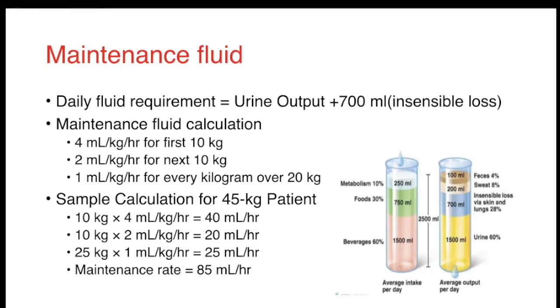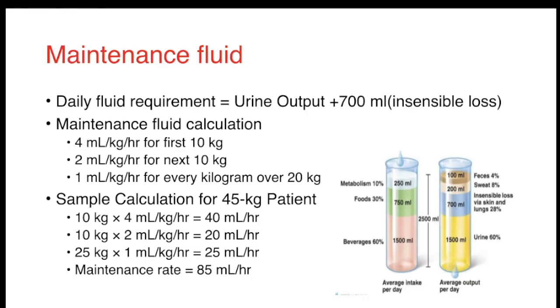So, how do you calculate this maintenance fluid? You take the daily fluid requirement, which is usually urine output and other losses, which as we discussed are through the NG, through the drain, through the Foleys, and add about 500 to 700 ml for insensible water losses, which usually are not accounted for when it comes to these general fluid calculations for these patients.